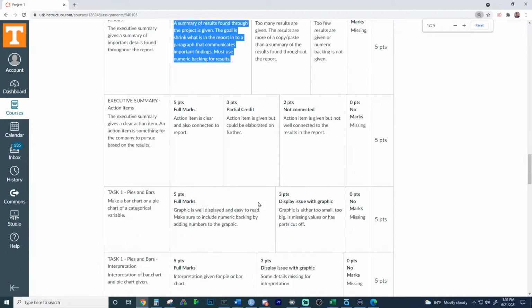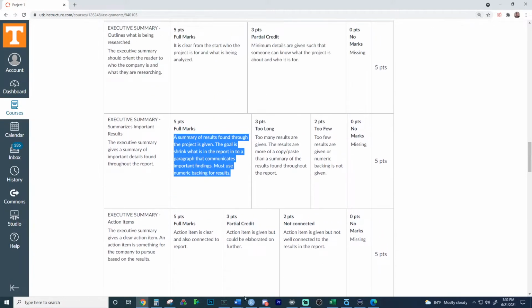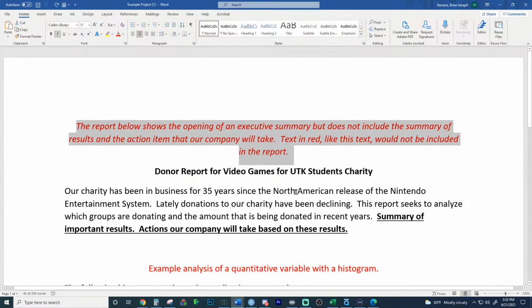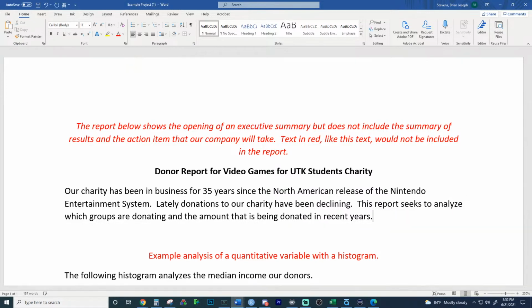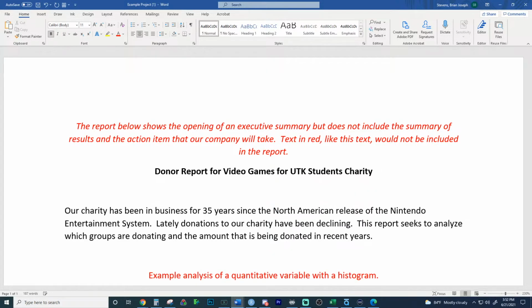So when you look at this example report, what do you think this executive summary, like if we remove this part right here where it says we do not have the summary of important results and the action items, because this is worth 15 points, we'll put it right here. How many points is someone going to get? Because what did they do? So this whole thing is worth 15 points. And we'll put how many points are they getting out of 15.